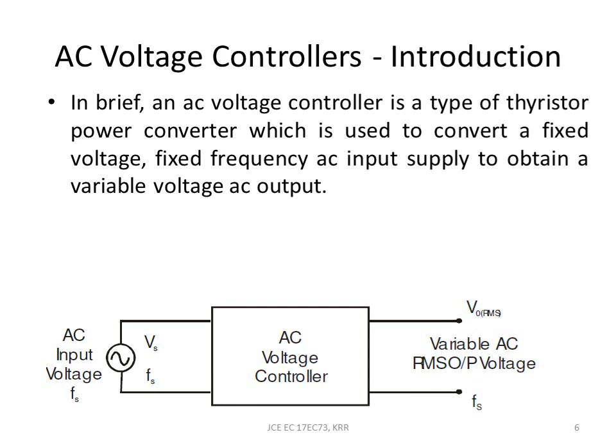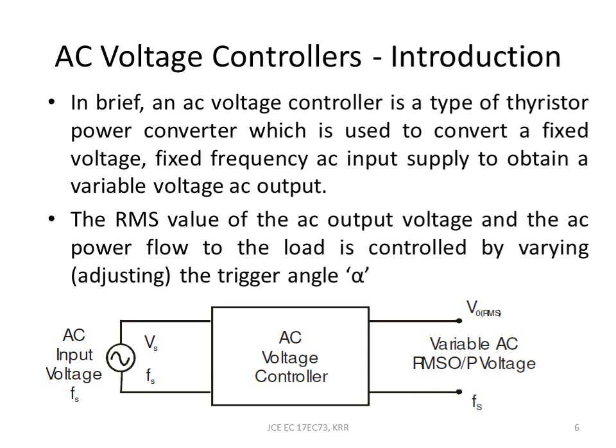So, in brief, an AC voltage controller is a type of thyristor power converter which is used to convert a fixed voltage, fixed frequency AC input supply to obtain a variable voltage AC output. The RMS value of the AC output voltage and the AC power flow to the load is controlled by varying and adjusting the triggering angle alpha.